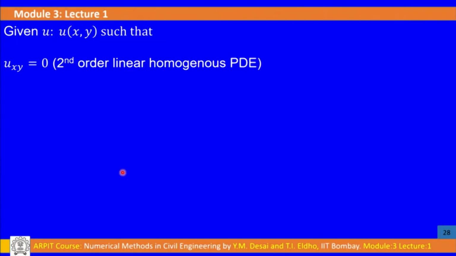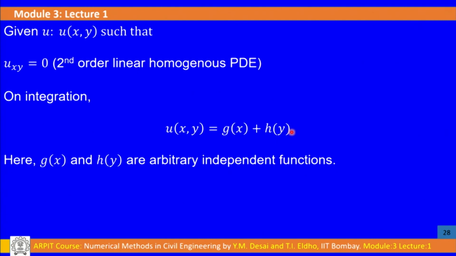So, you can see our effort increases many folds. Other example, del square u by del x del y equal to 0, this is also a second order linear homogeneous partial differential equation, and its solution would be two arbitrary functions, one function in x alone, and the other fellow function in y alone. So, these are arbitrary independent functions.